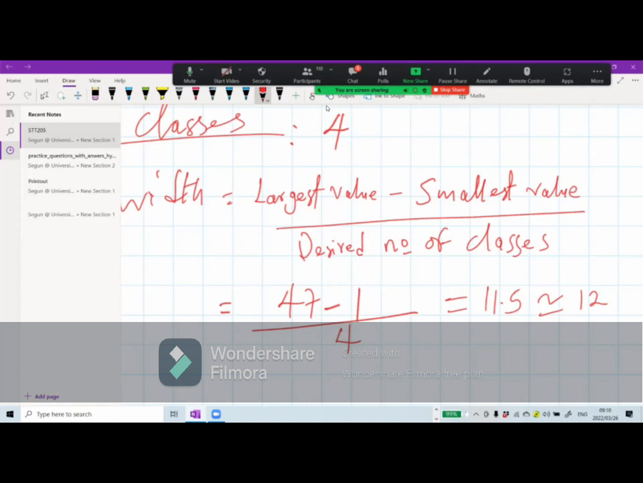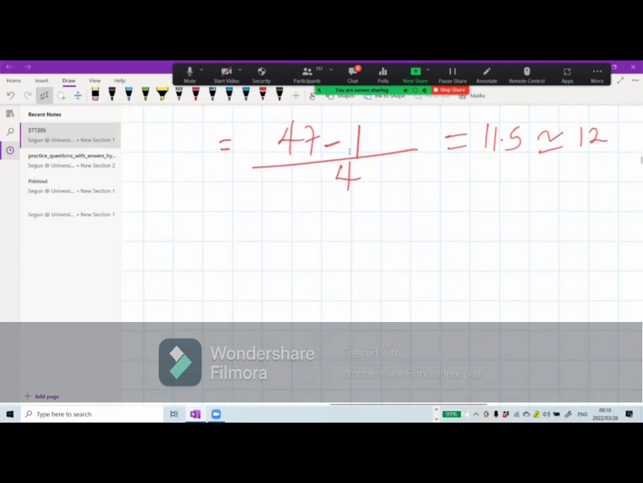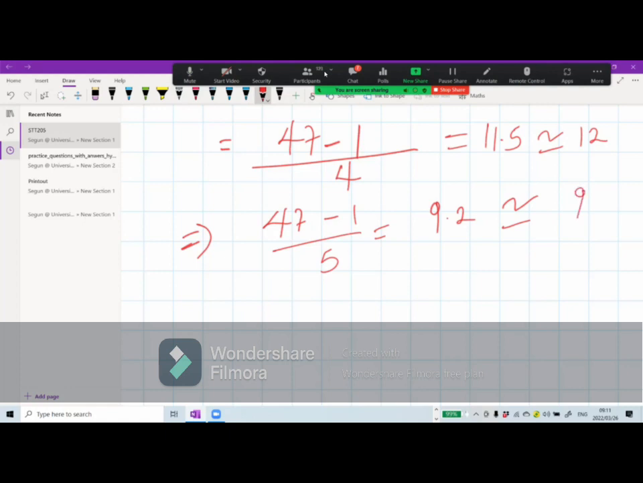Now, let's assume that somebody else said, okay, mine is 47 minus 1 divided by 5. What do you have? We have 9.2. So approximately, 9. It can't be 9.5. Is it up to 5? No. So 9.